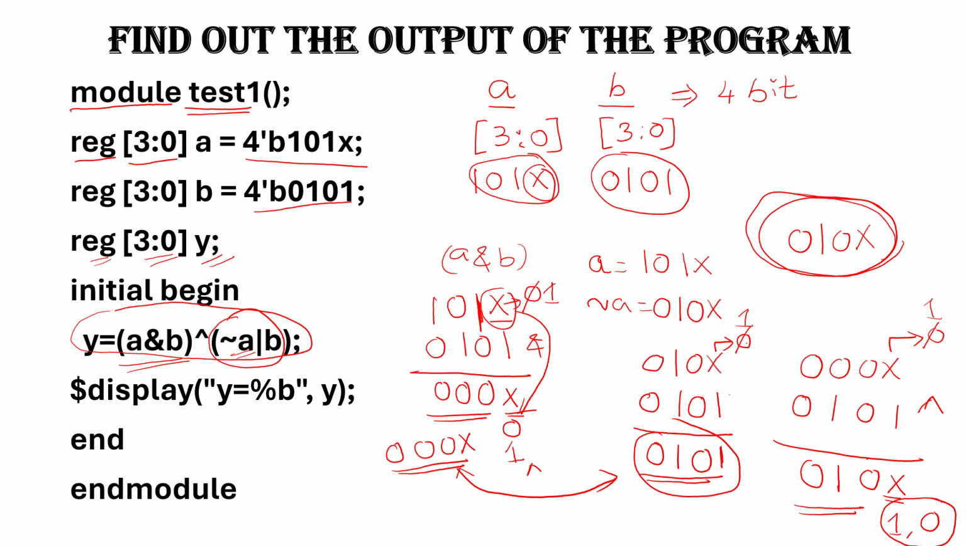Then $display("y = %b", y). Whatever value is present in y, that value is displayed on the system. Then endmodule. So this is the simple program. In this program, we represent the unknown state, so x is the unknown state. If you pass the unknown state, the response is like this: 0, 1, 0, x.